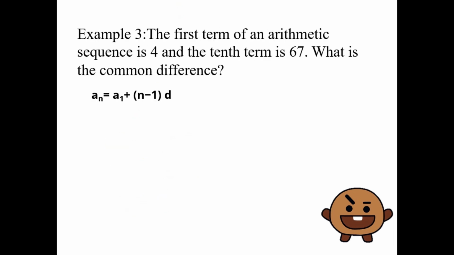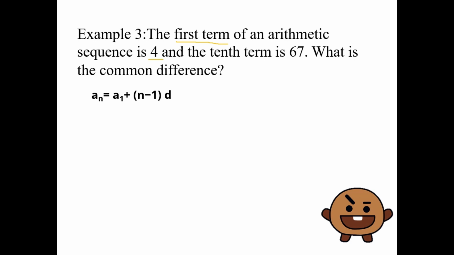Okay. We have it now here, example number 3. We are going to solve for the first term of an arithmetic sequence. The first term of an arithmetic sequence is 4. So we have the value of a sub 1, which is the first term. And the 10th term is 67. What is the common difference?